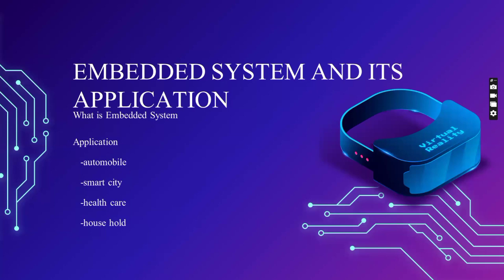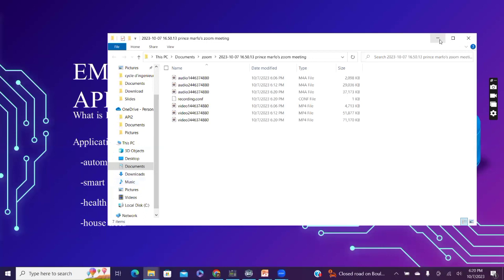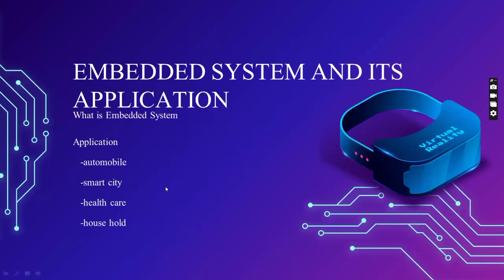Then we have also household appliances, which are all as a result of embedded system. We have the smart TV. We can talk about the smart fridge. Then we can talk also about the Wi-Fi router and many other devices.